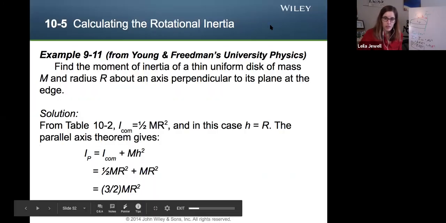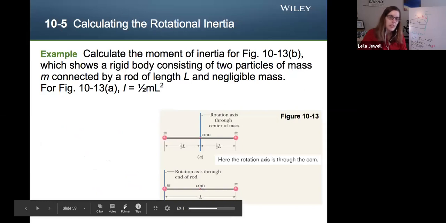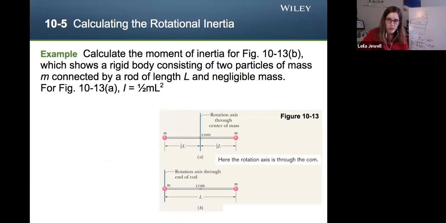So going back to this now, we see the end result of the full solution here, and that is all well and good. Here's another example that comes from our book. It says to calculate the moment of inertia for figure case B, which shows a rigid body consisting of two particles of mass m connected by a rod of length L and negligible mass. The negligible mass there tells us that we don't actually care about the rotational inertia that the rod contributes, and we can just focus in on these particles. And it tells us too, for figure 10-13A, the rotational inertia is 1/2 mL squared.